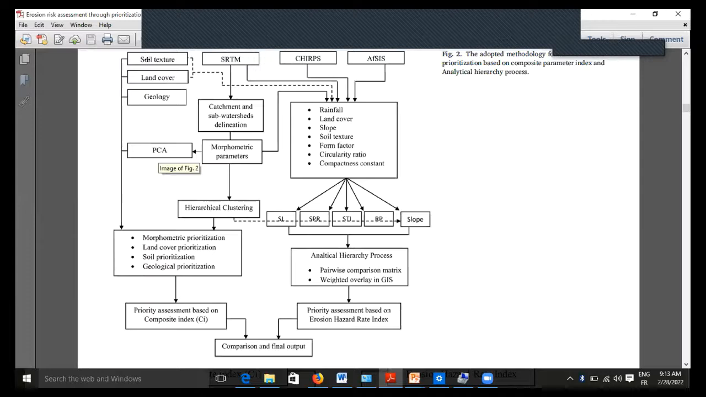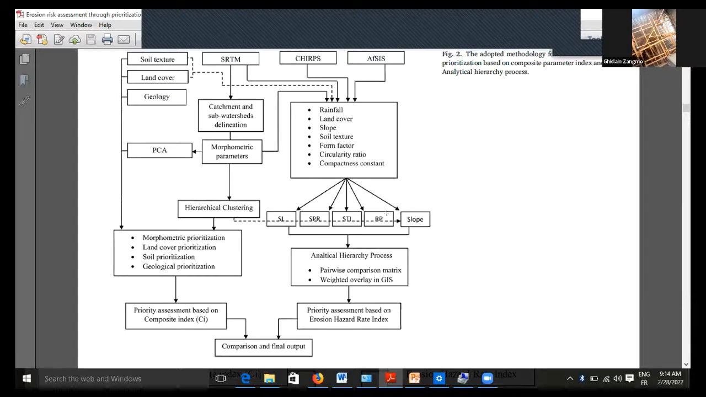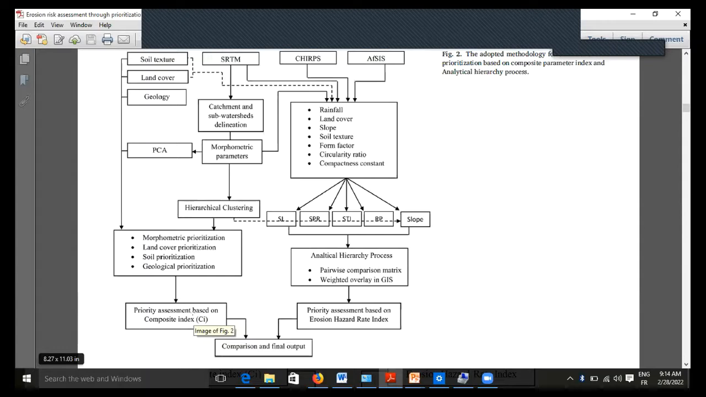We also used the soil texture data set to compute the soil prioritization, land cover, geology, and the morphometric. And then we used other data sets to calculate the soil loss and the other factors. Clusters or sub-watersheds which recorded low CI value were given high priority, and low priority was given to those recording high CI value. That is based on the literature.